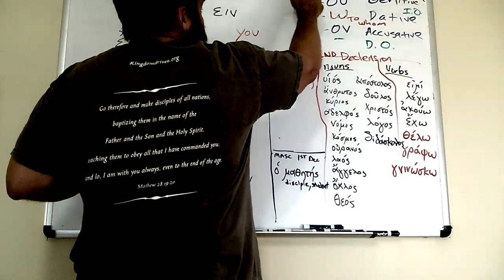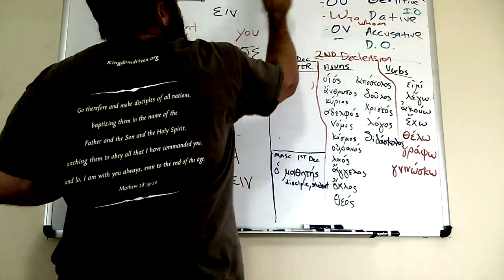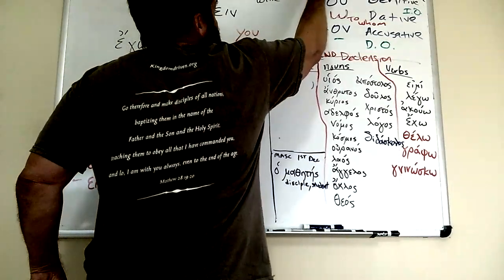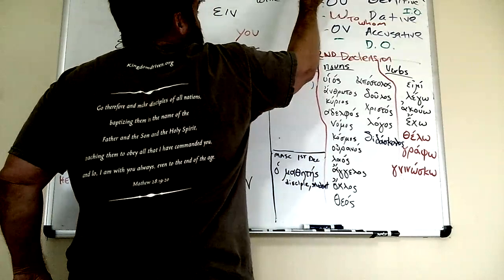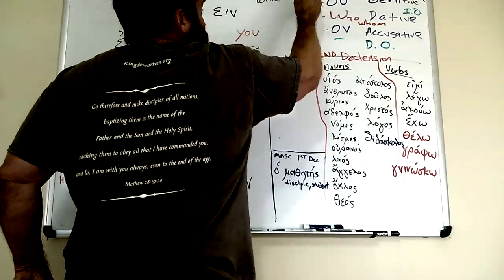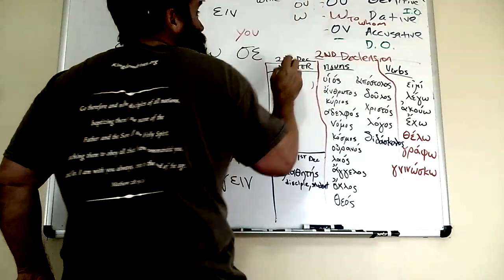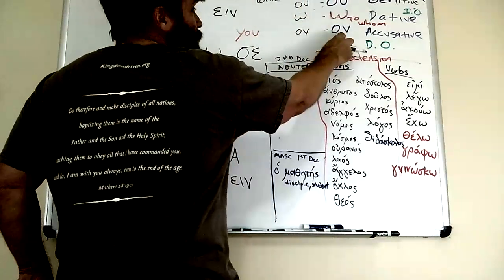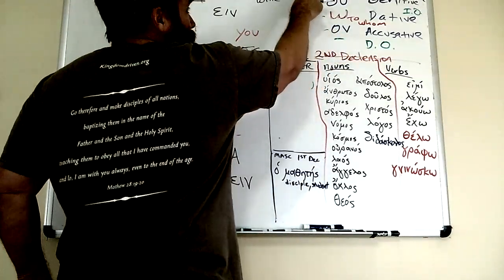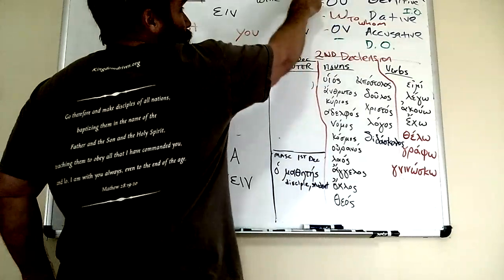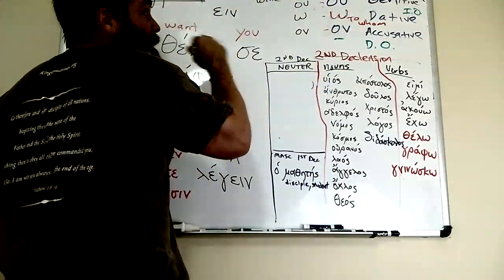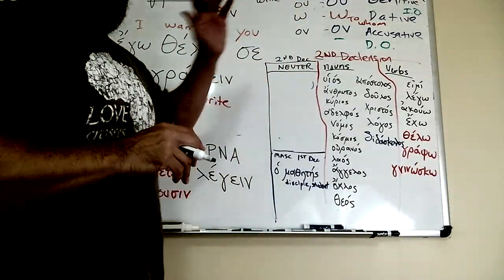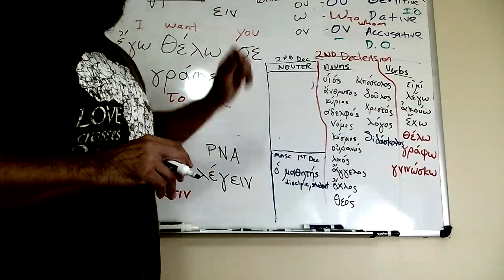So for neuter, it is on, u, o, just like it was for masculine, and then on. So it's the same thing here, on. It's the same as the accusative for masculine, but it's also the same for the nominative for neuter. So it's on, u, o, on.